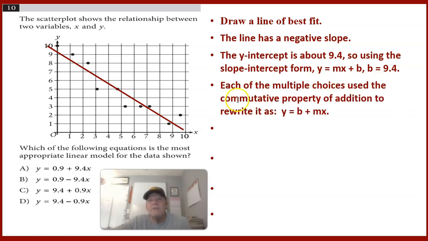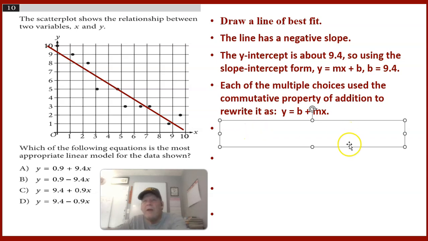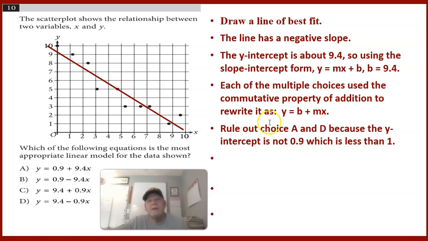Each of the multiple choices uses the commutative property, and they switch the mx and the b around. And you can do that. So y equals b plus mx is the same equation. It just has the slope on the right and the y-intercept on the left. I can rule out A and C. Wait a minute, I can rule out A. It does not have 9.4, so I can rule it out. So let's cross it out.